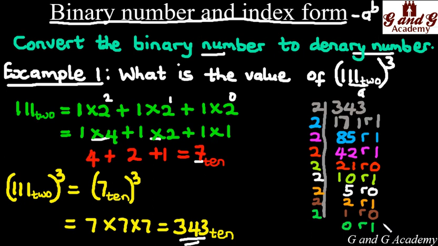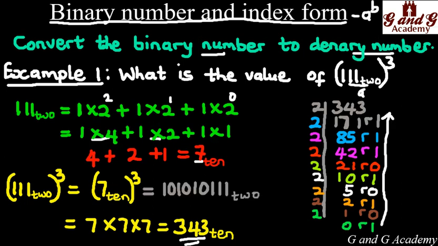So you can now take your answer by reading it upward. And when you read it upward, you are going to get your final answer to be 101010111 base 2. And that is the value of 111 base 2 all raised to the power of 3.